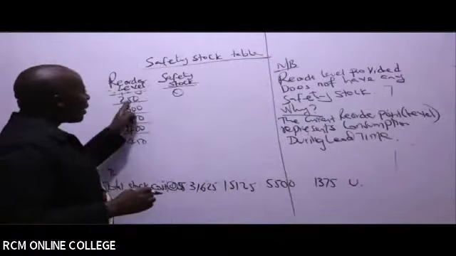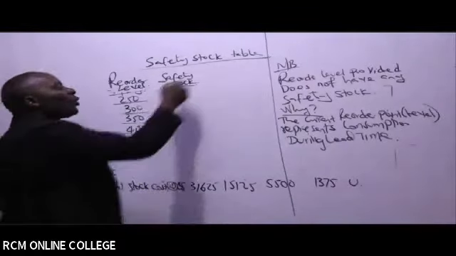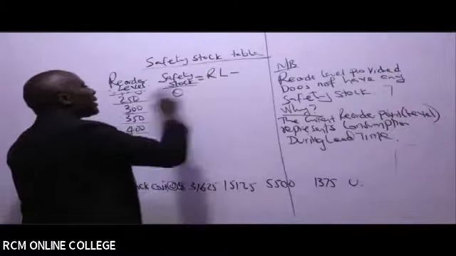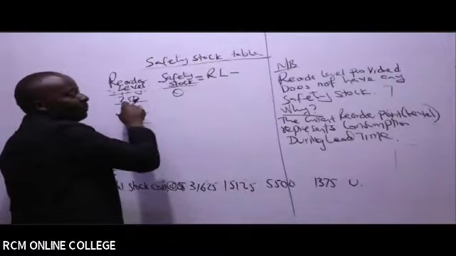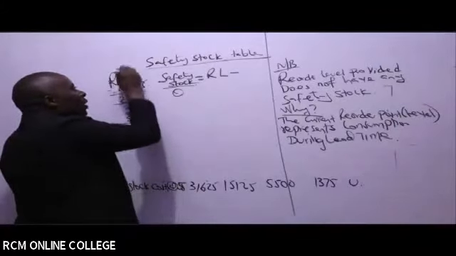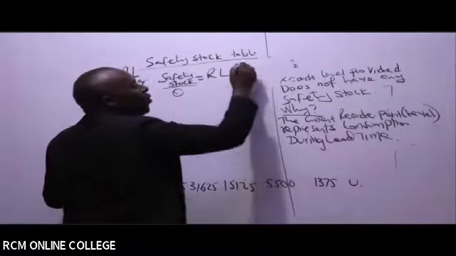So the very first one given here does not have any safety stock. Anytime you want to get safety stock, you'll take the reorder level minus the first reorder level here.